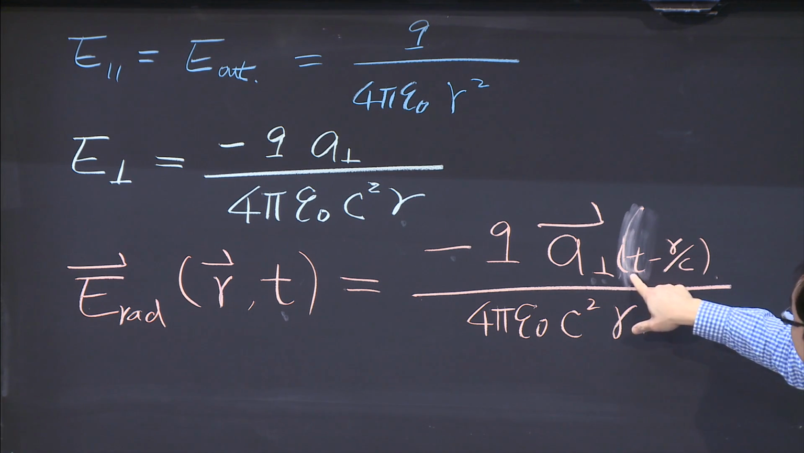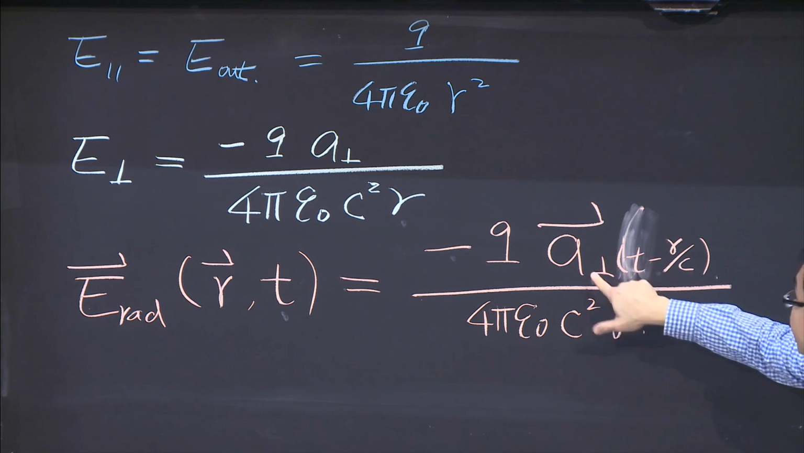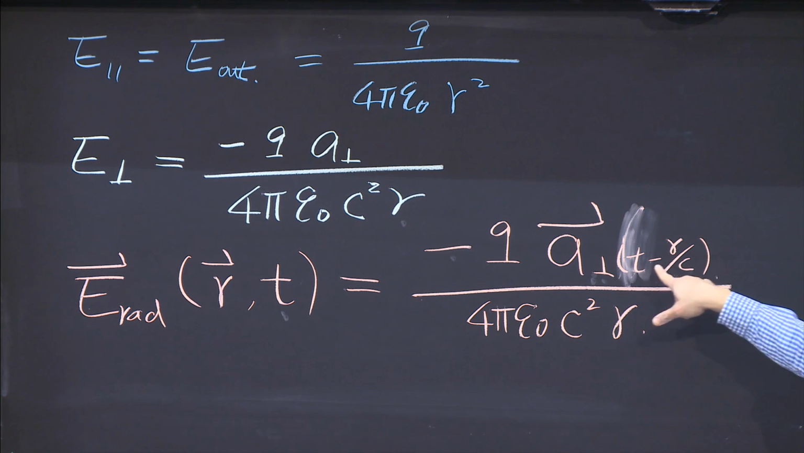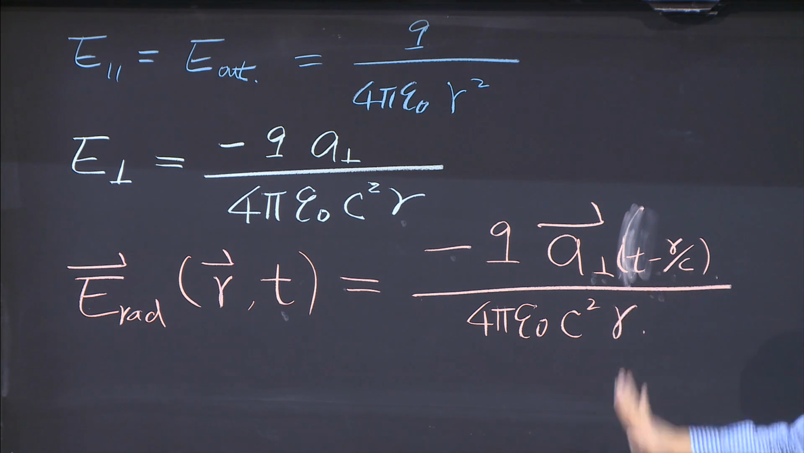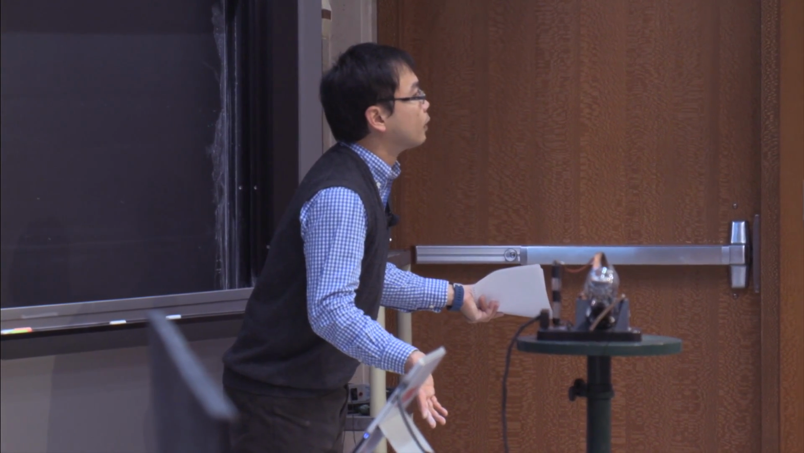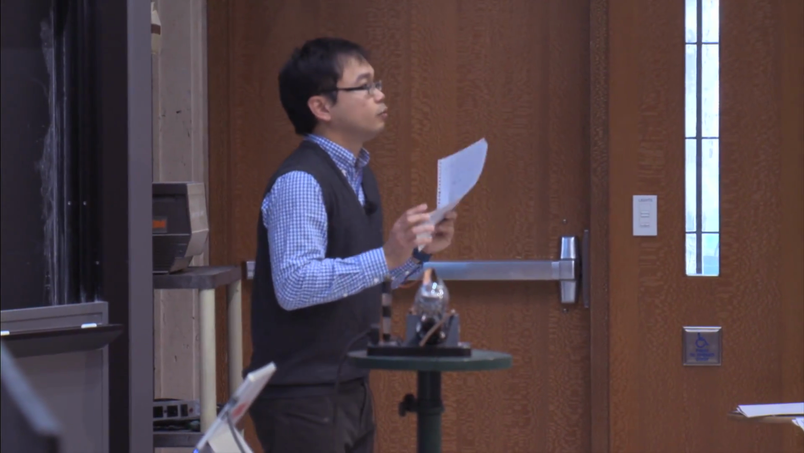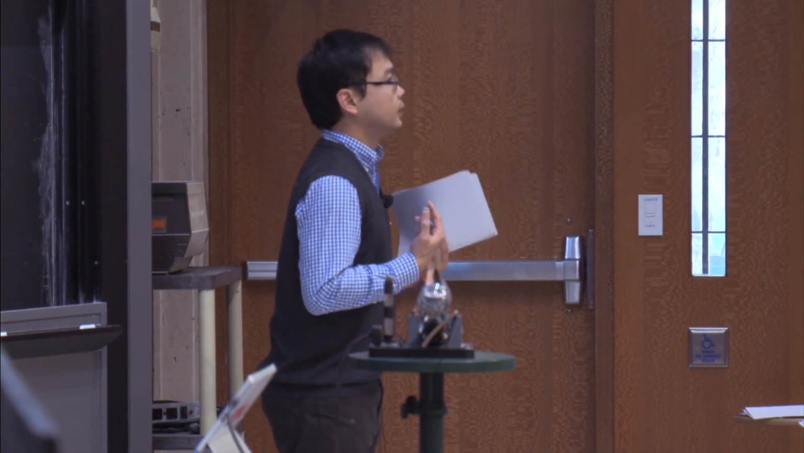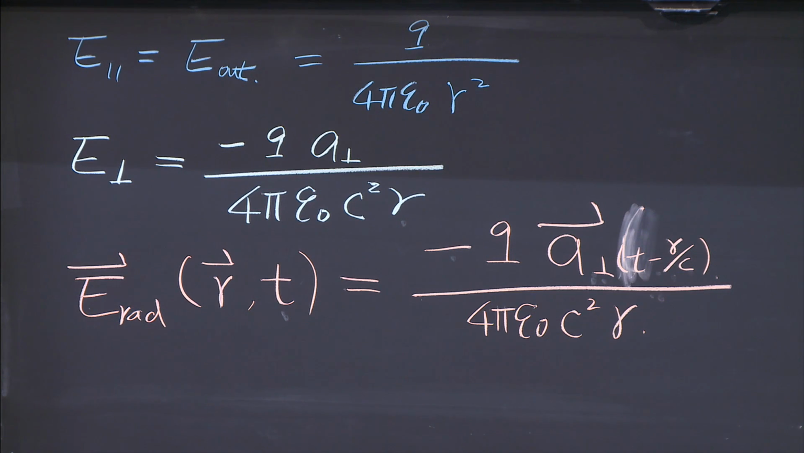And there's this little component here, T minus R over C. This is not multiplying this factor. It's evaluated at T equal to T minus R over C, okay? So this is evaluated at the retarded time. That means I'm really slow. I need to wait for the information to arrive at my detector so that I know there is acceleration happening. Okay?